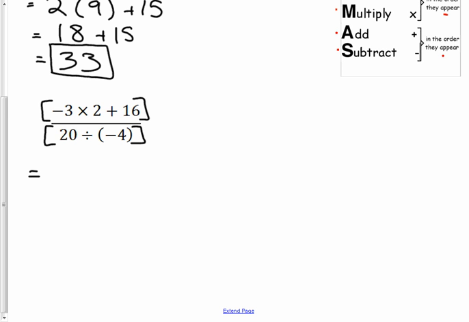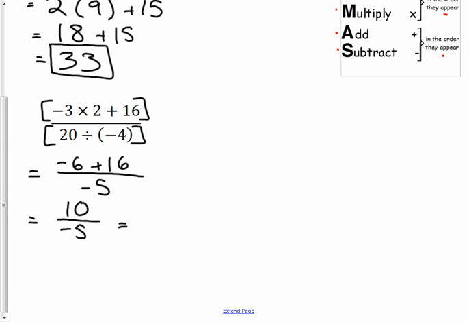So let's start working away on our numerator here. We go through our order of operations just inside these brackets. So we're going to do the multiplication first. Negative 3 times 2 gives me negative 6, and I'll keep the plus 16 there. And on the bottom, we only have one operation, 20 divided by negative 4. That's going to give me negative 5. I still want to completely evaluate that numerator, so I'm going to do that addition step. Negative 6 plus 16 gives me 10, so I'm going to have 10 divided by negative 5.